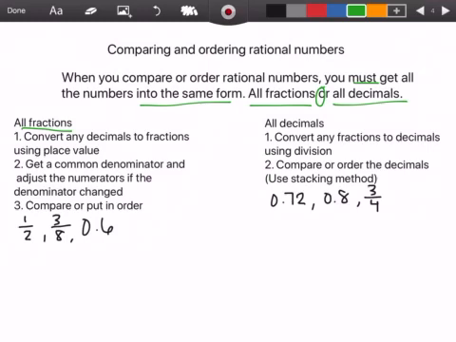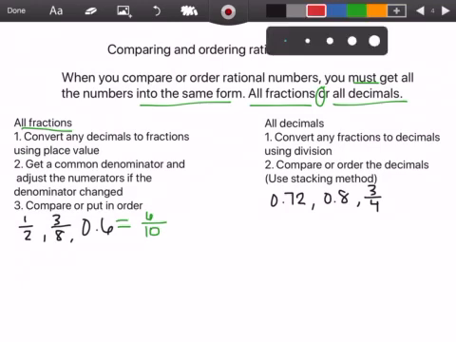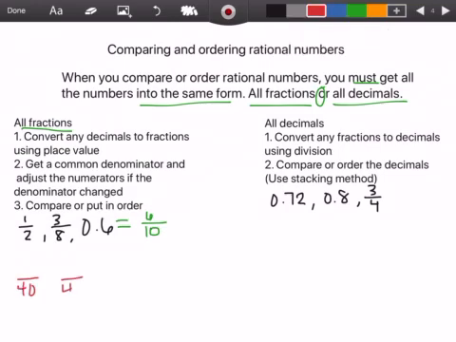So I've given us three numbers, 1/2, 3/8, and 0.6. I need to convert my 0.6 to a fraction. Remember the number you see, 6, is the numerator. The place value, tenths, is the denominator, 6/10. Now I need a common denominator. 2, 8, and 10. The least common denominator I can think of is 40. That will work for all of them.